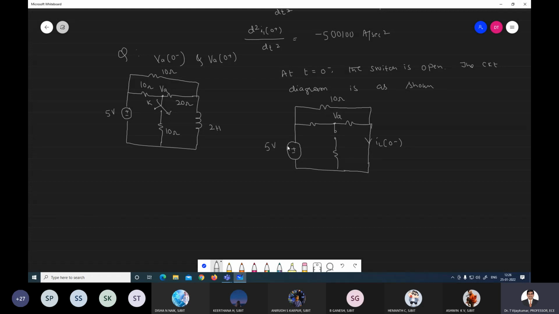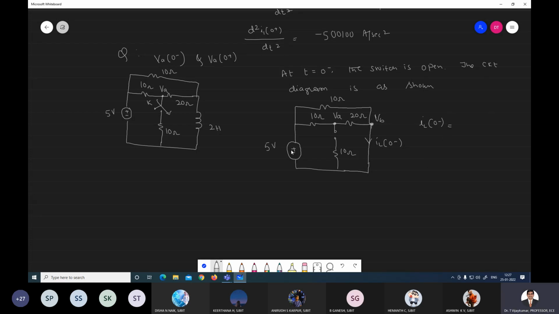So this is your 5 volt, and here 10 ohm, 20 ohm, and 10 ohm, 10 ohm. You can take this node as VA and this node as VB. Then what is IL at 0 minus, what is the current here?